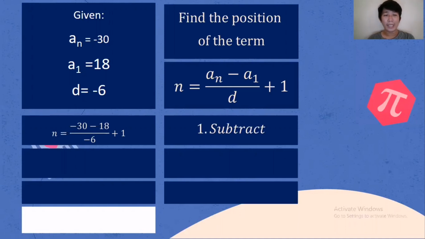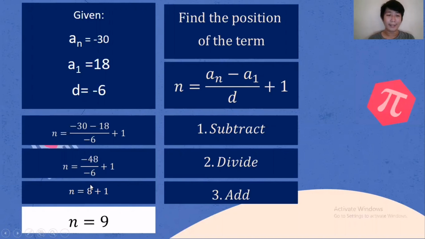Negative 30 minus 18, that is negative 48. After that, we divide. Negative 48 divided by 6, that is 8. Then we add. So the ninth term of the given is negative 30. That means the place of negative 30 on the sequence is the ninth place, or ninth term.